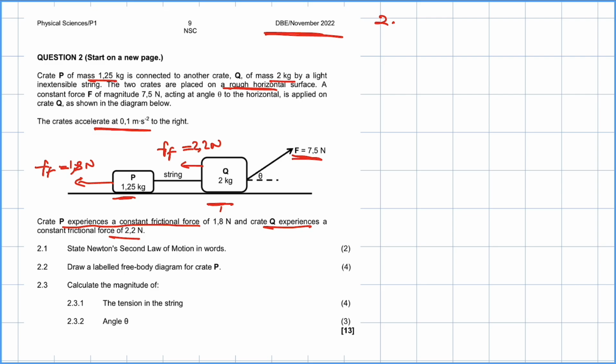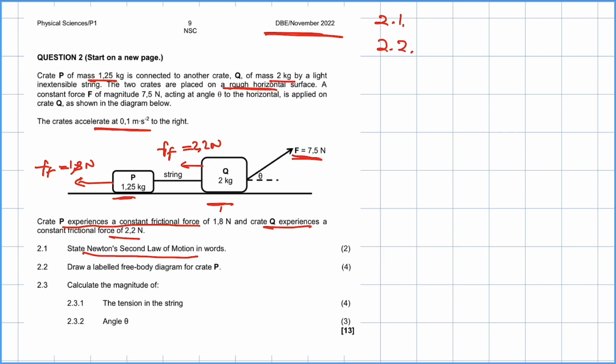Okay, question number 2.1. It says state Newton's second law of motion in words. So you state that when a resultant force acts on an object, the object will accelerate in the direction of the force. The acceleration is directly proportional to the resultant force and inversely proportional to the mass of the object. So that is Newton's second law.